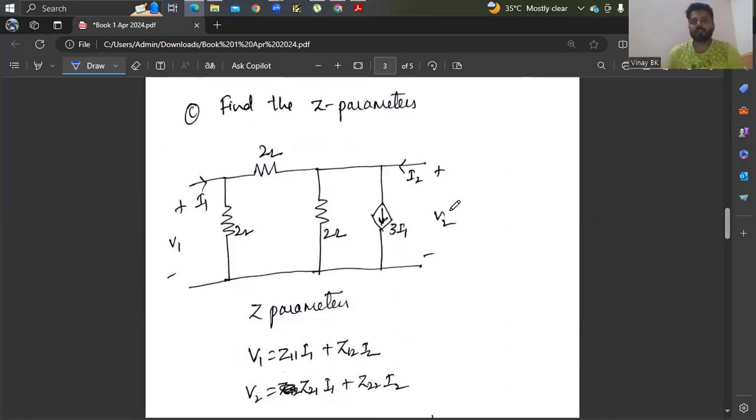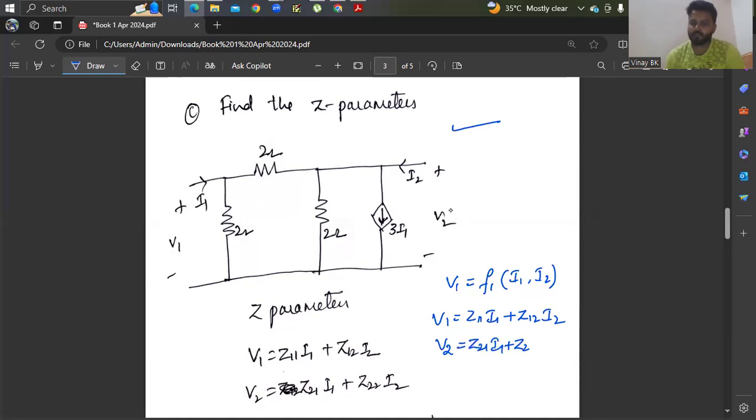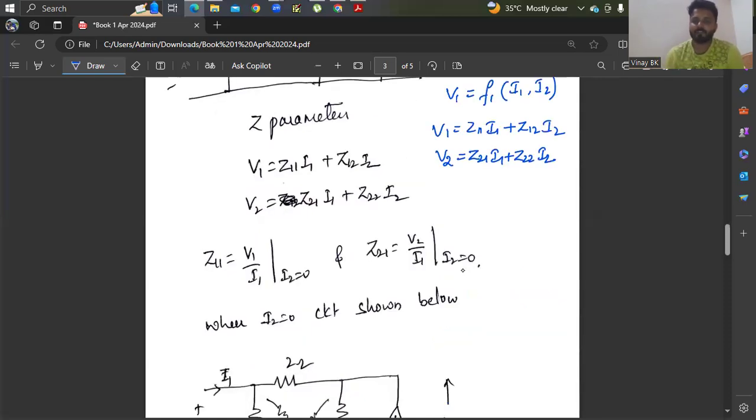They asked you to find the Z parameters. This is the circuit; the Z parameters need to be found. Before that, let's define Z parameters. V1 is a function of I1 and I2, as these voltages depend on the currents, so V1 equals Z11 I1 plus Z12 I2. Similarly, V2 can be rewritten as Z21 I1 plus Z22 I2. Here you need to find the Z parameters: Z11, Z12, Z21, Z22.